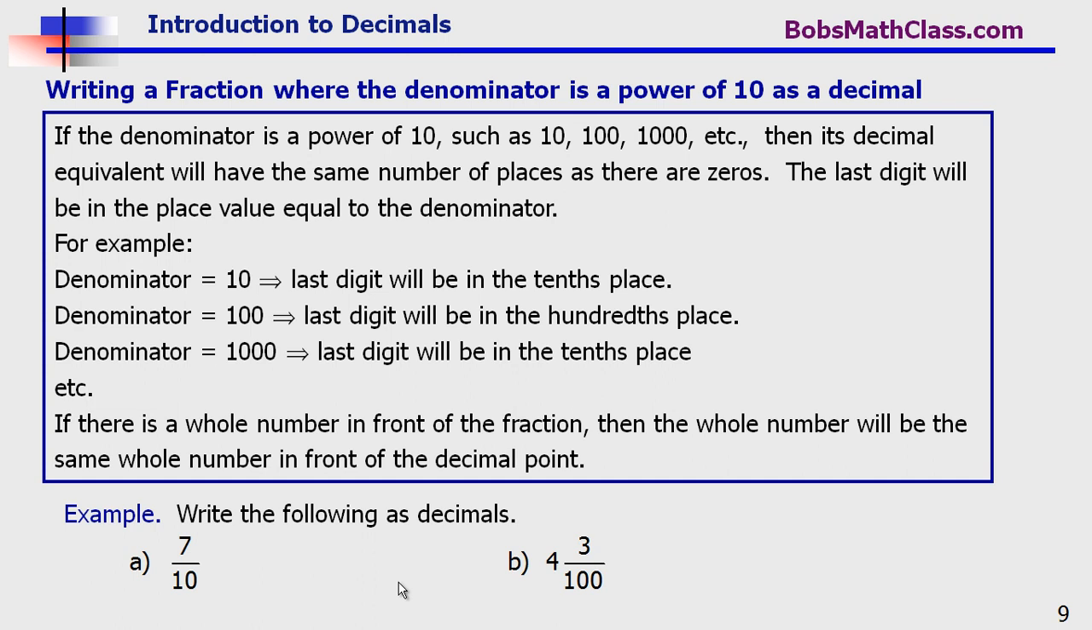So if the denominator is a power of 10, such as 10, 100, 1,000, then its decimal equivalent will have the same number of places as there are zeros. The last digit will be in the place value equal to the denominator. For example, if the denominator is equal to 10, then the last digit will be in the tenths place. If it's 100, the last digit will be in the hundredths place. If it's 1,000, that should be thousandths place.